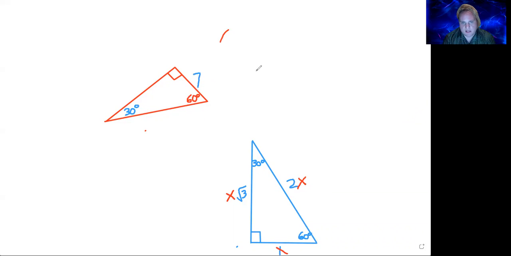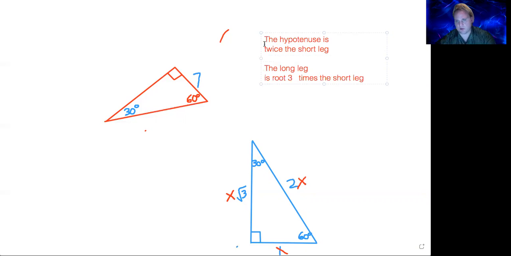If 7 is the short leg, I want to use those relationships from before. Let me write that out again because this is very important to know in terms of the words. The hypotenuse is twice the short leg. And we could say the long leg is root 3 times the short leg. Or the short leg times root 3.